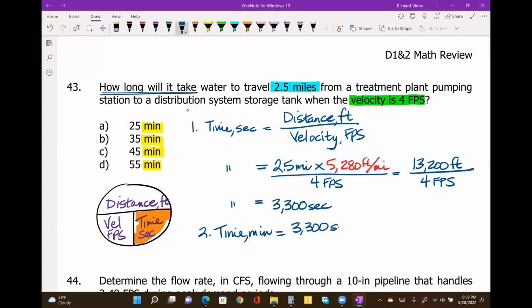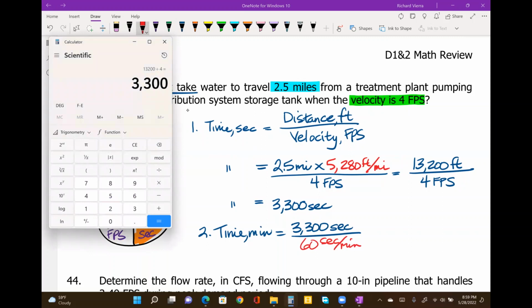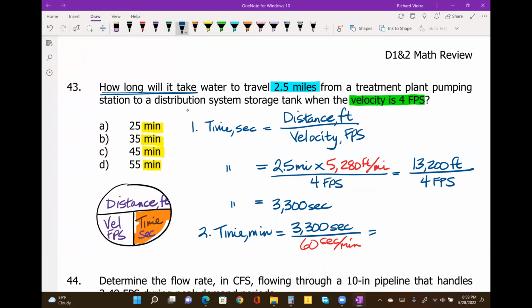3,300 seconds by the number of seconds in a minute, which is 60. All right, so 3,300 seconds divided by 60 comes out to 55 minutes should be the amount of time required. Answer D.